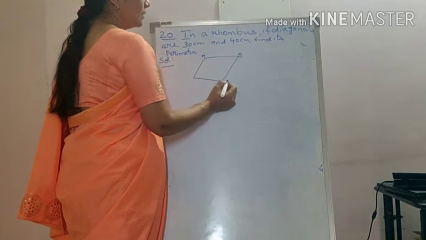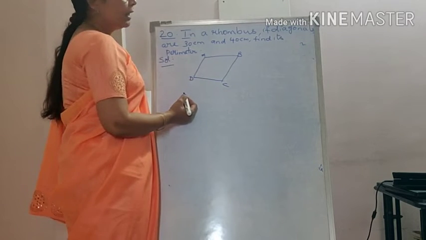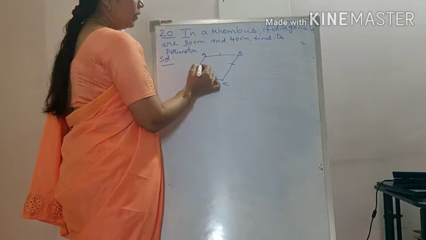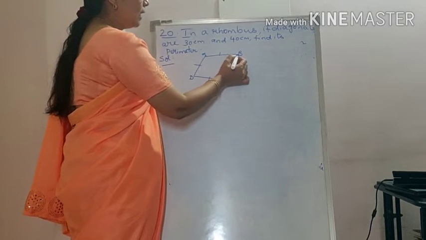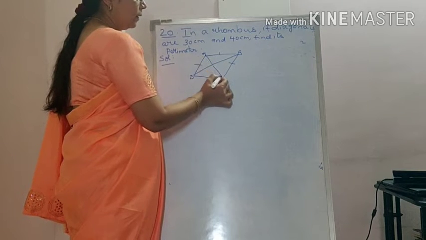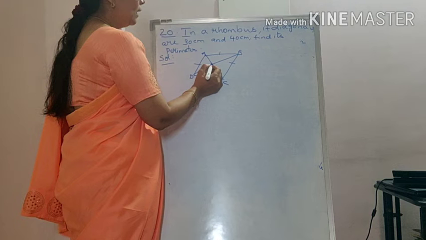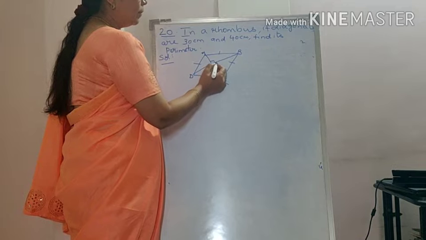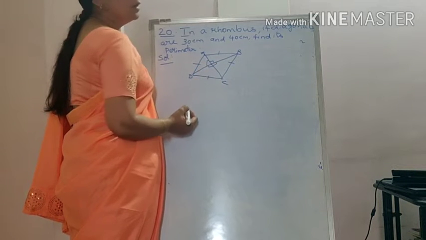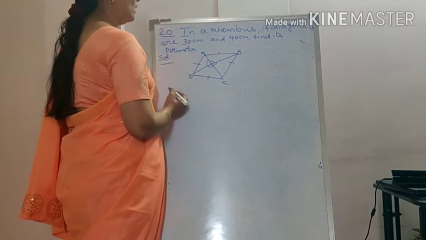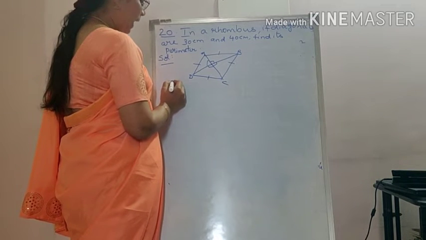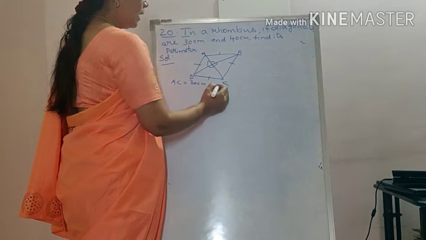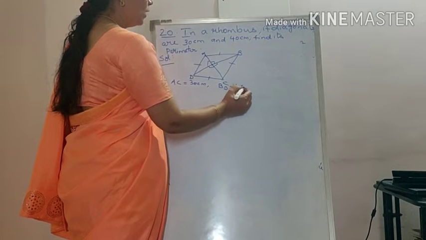A, B, C, D. And now we will recollect the properties of rhombus. Rhombus says that all sides are equal and diagonals are unequal. And one more important property is diagonals bisect at right angles. In this particular problem, we are going to make use of this property that diagonals bisect at right angles. Here, your diagonal AC is of 30 centimeters and BD is of 40 centimeters.